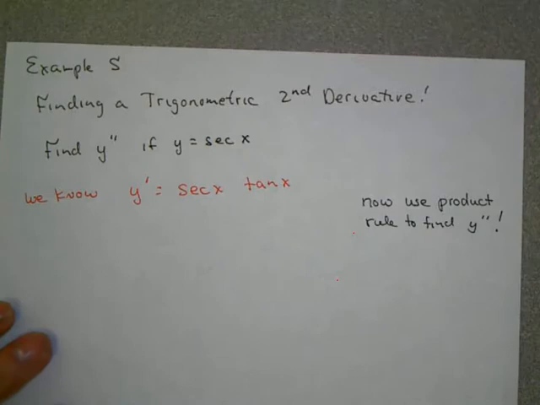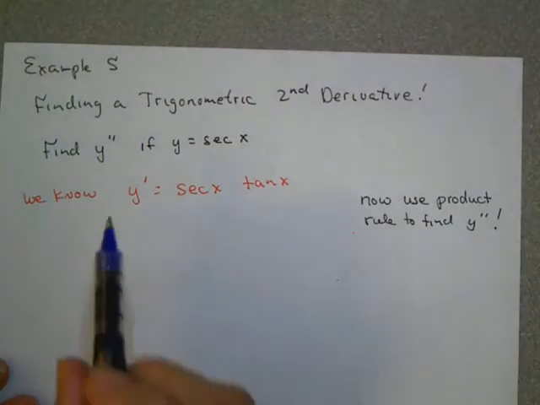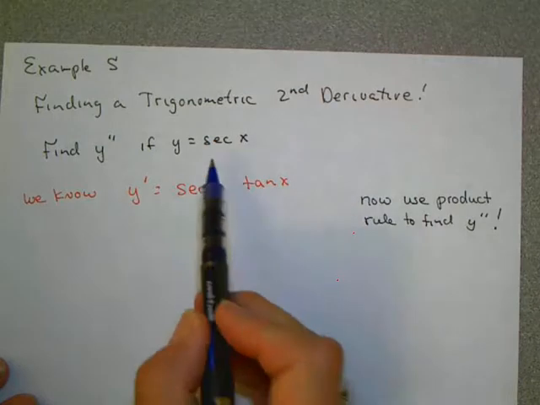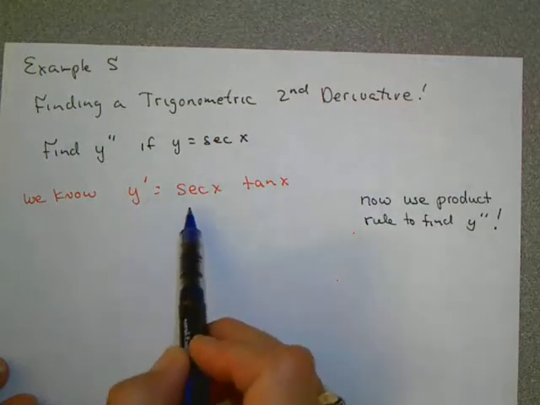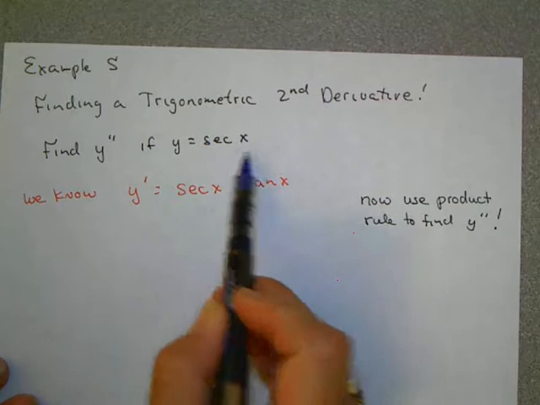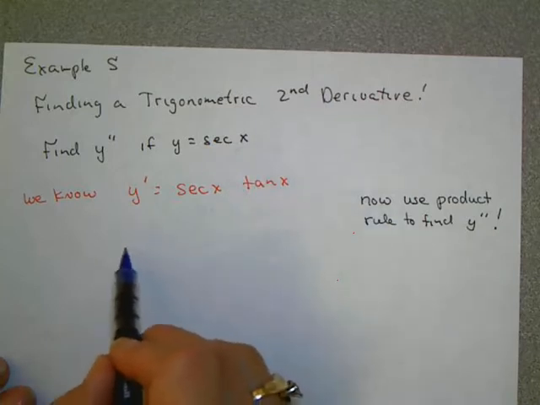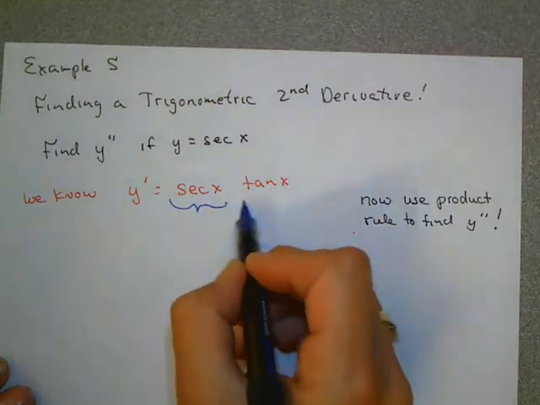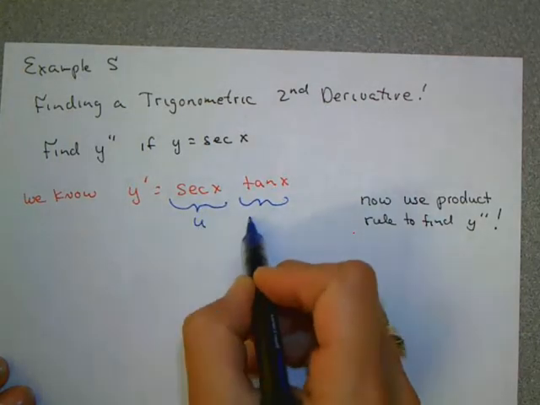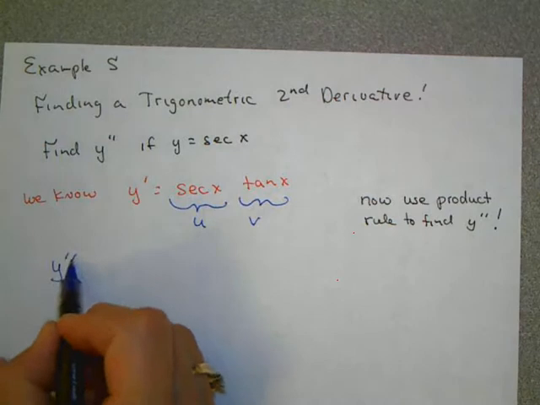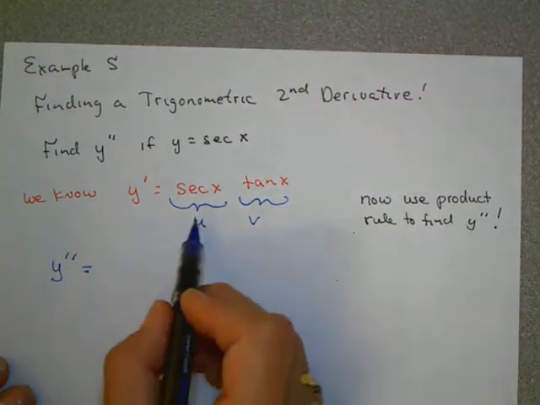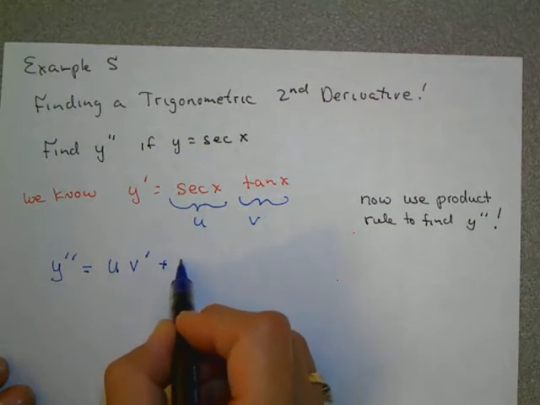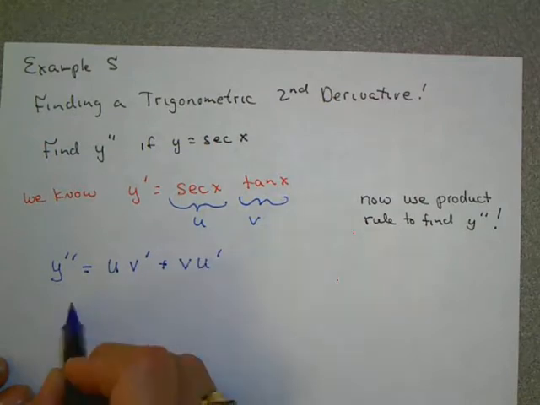Now the last thing I want to talk about here is finding a trig second derivative. Find y double prime if y equals the secant of x. Well, we know that y prime equals the secant of x tangent of x then, right? We learned that in the first part of the video. So to find the second derivative, we're going to have to use the product rule. We've got u and v, and we know y double prime is going to equal the first times the derivative of the second plus the second times the derivative of the first.